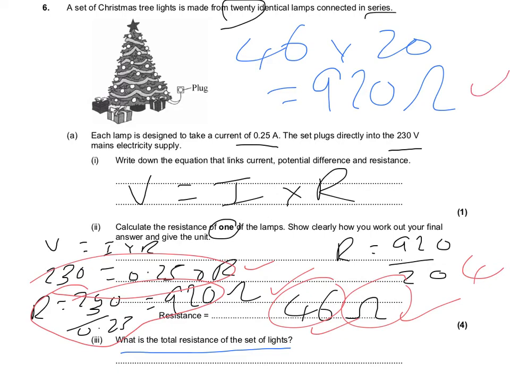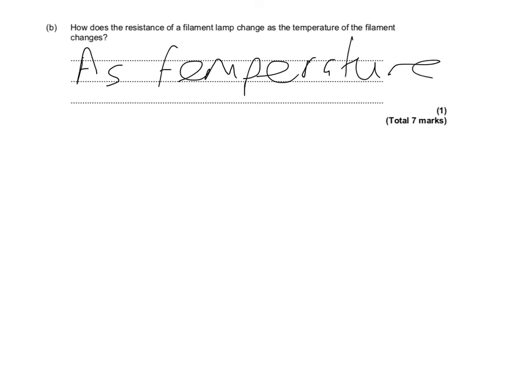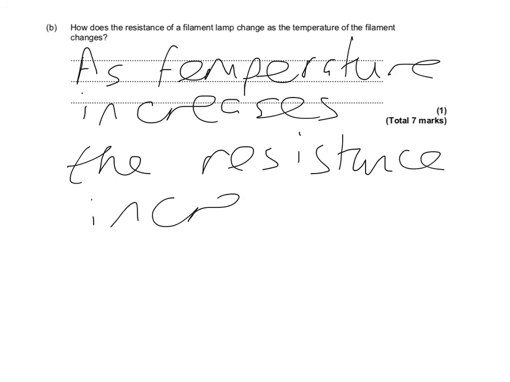Now if you got this part of the question wrong, you just need to multiply your answer by 20 to get the mark there. For the last part of the question, it says how does the resistance of a filament lamp change as the temperature of the filament changes? And with that one, you need to get as the temperature increases, the resistance increases. And that will get you the mark for that.